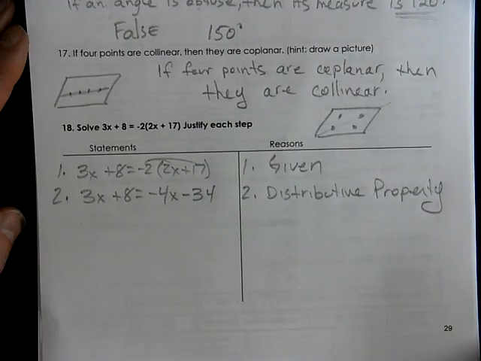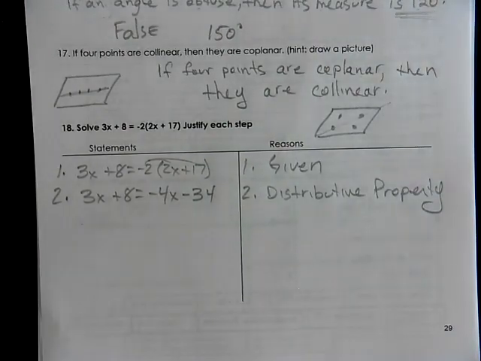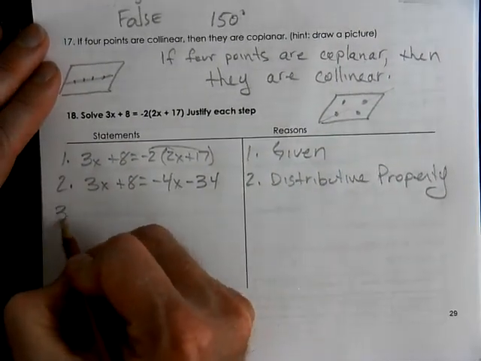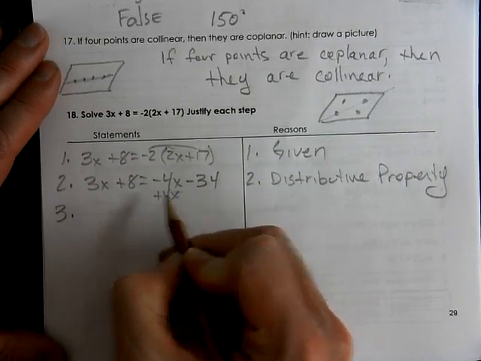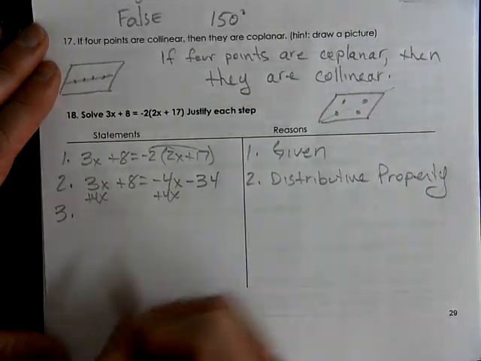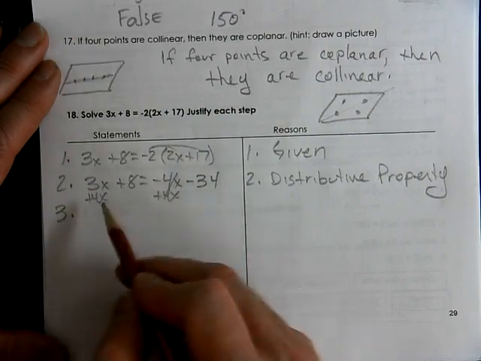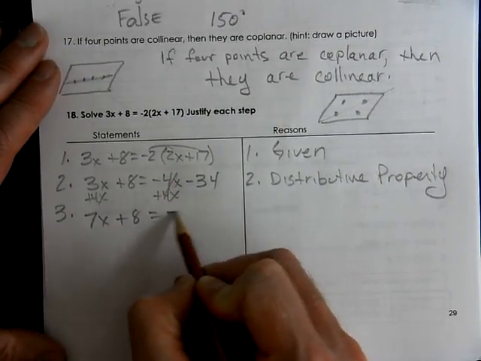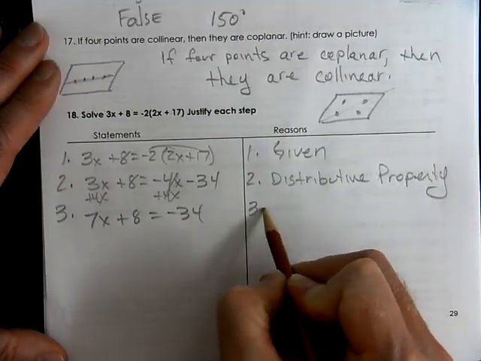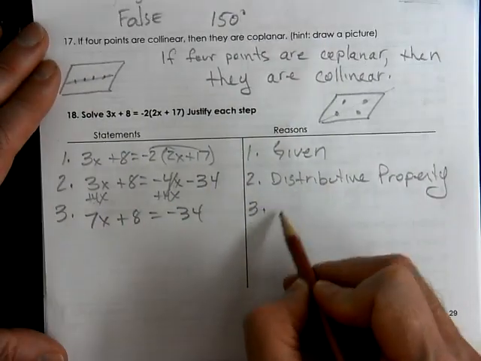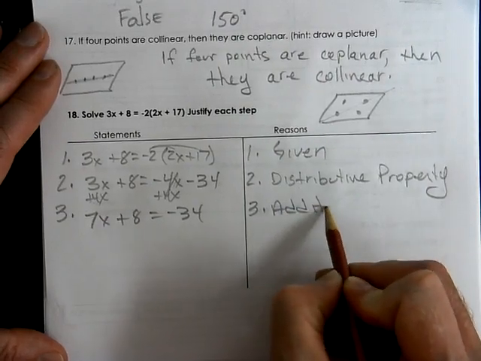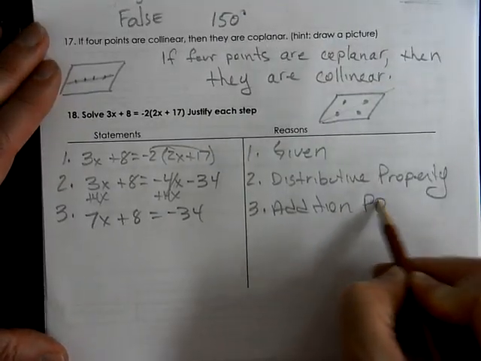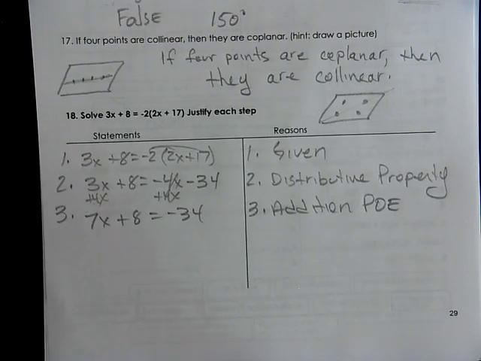And we don't consider it distributive property of equality because the distributive is not happening to both sides of the equal sign. Here we're adding the 4x over. So if you want to do the math in the problem, that will help you see it. 7x plus 8 equals negative 34. That was addition, clearly added. Addition property of equality.